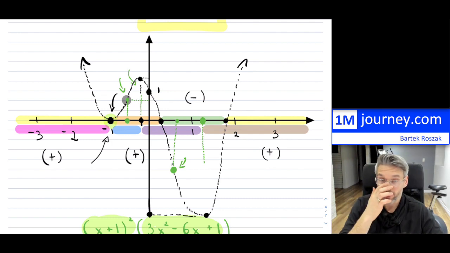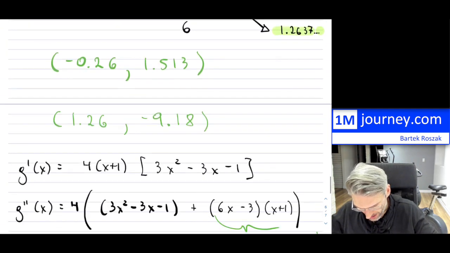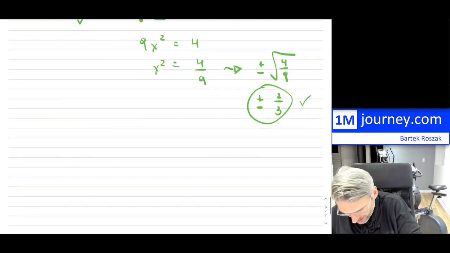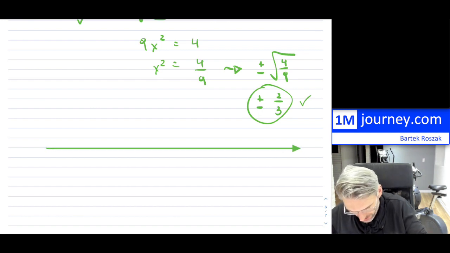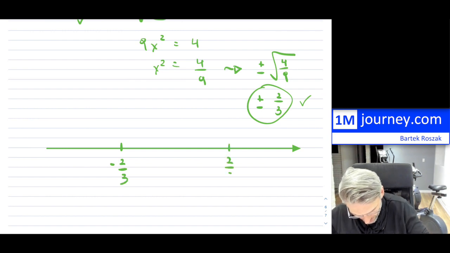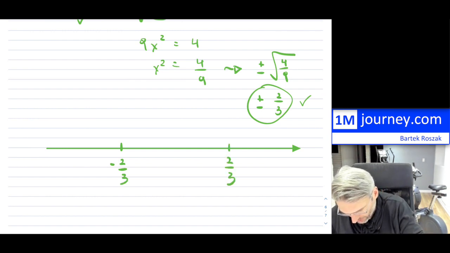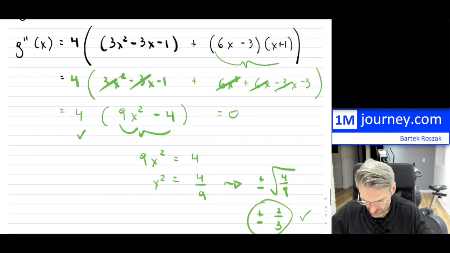Now, is it at an inflection point? That means it has to go from positive to negative. And this would mean that we would have to do, once again, test points. So here is negative 2/3, here's positive 2/3. On this side, if we substitute, let's say -1 into this equation, that's 9 minus 4.